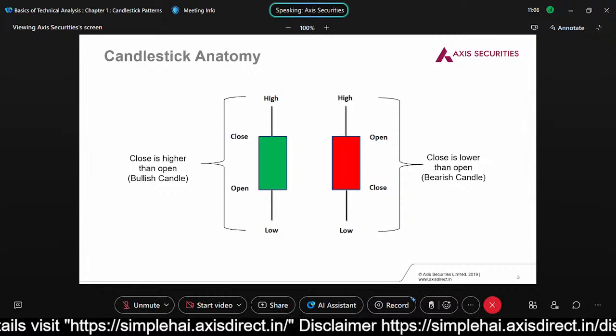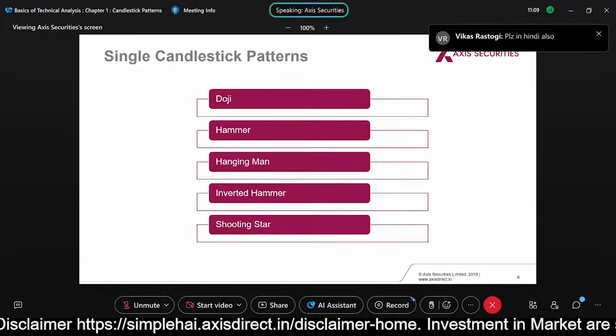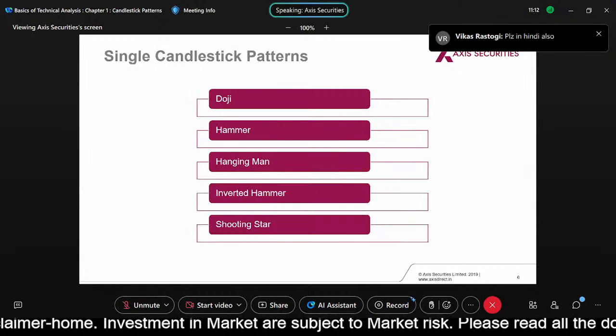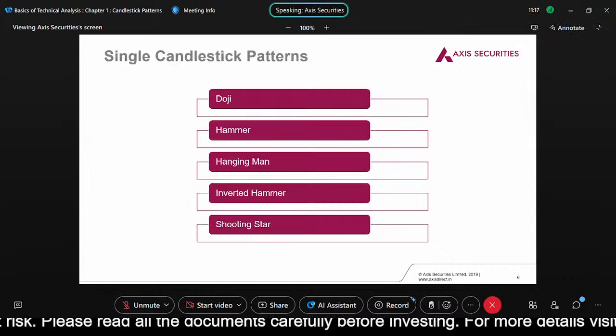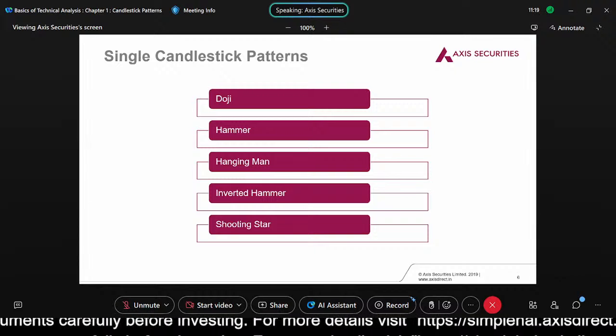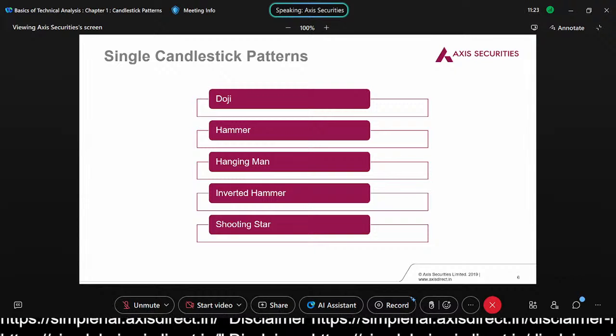Right? So continuing with Karan, the different candlesticks that we are planning to cover, we will explain to Vikas in Hindi as well. Okay, we will get that. So the different candlestick patterns that we are planning to cover today is the doji candle, one of the most important candlestick patterns which forms quite often.